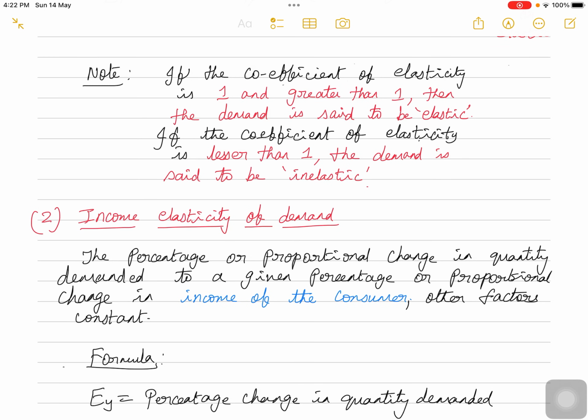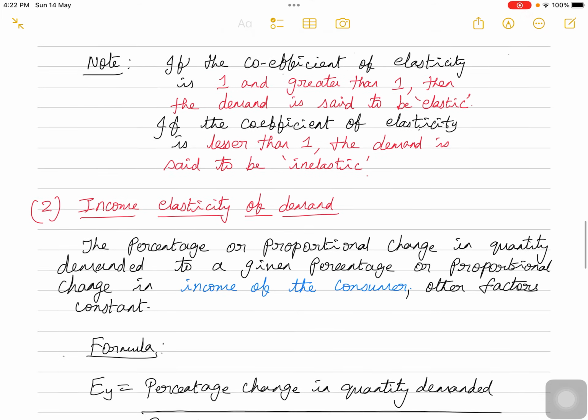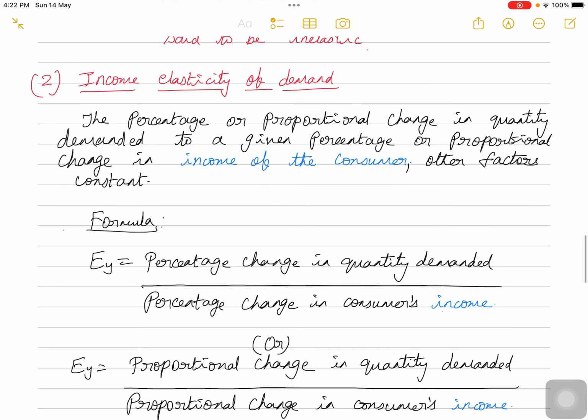Then we will move on to the income elasticity of demand. Everything is the same. The only thing is, instead of price, here the demand changes because of the change in consumers' income. So what is the meaning here? All this you will get for 2 marks. Elasticity of demand you will get for 2 marks. Price elasticity of demand you will get for 2 marks. Income and cross elasticity together you might get for 5 marks. Separately you might get for 2 marks.